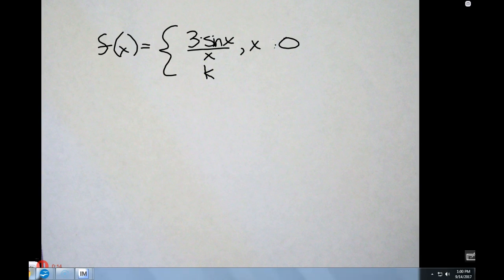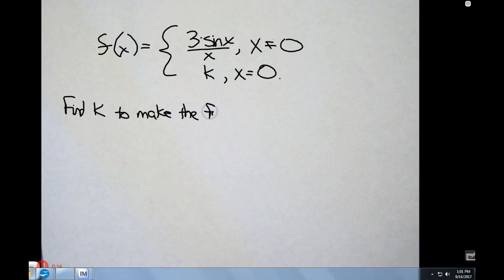Wait, that's not right. There. This is a K. This is supposed to be x not equal to 0. It's kind of sloppy. So then the directions would say find K to make the function continuous at x equals 0.